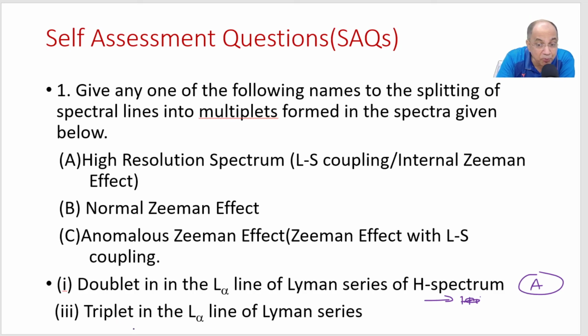Yes. Then a triplet in the L alpha line in the Lyman series. Same Lyman series, same L alpha line, but it's a triplet. Tell me, triplet. If there is a magnetic field, then Px, Py, Pz, there will be 2L plus 1 different non-degenerate quantum levels in a subshell. So there are 3, Px, Py, Pz, which have 3 different states, and they will come to 1s. So there will be 3 transitions, right? So it is the normal Zeeman effect. Triplet means normal Zeeman effect.